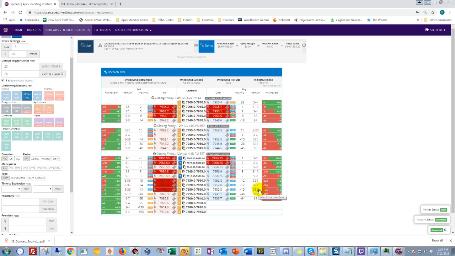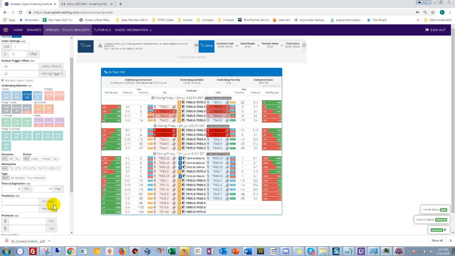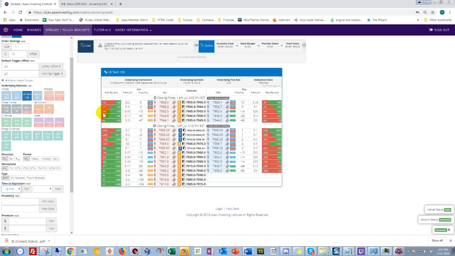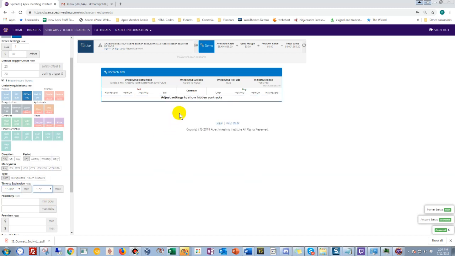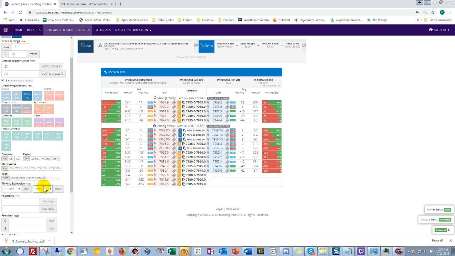Okay? Now, let's go down and let's talk about the filters. So let's say I didn't want to see contracts that expired in less than, I want at least say 15 minutes. All I gotta do is say 15 minutes and boom, it gets rid of those contracts. Now, let's say I wanted ones that had at least an hour. Well, in this case, or no more than an hour, nothing applies. But if I said 2 hours, it showed things between 15 minutes and 2 hours.